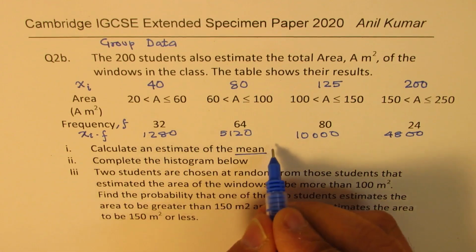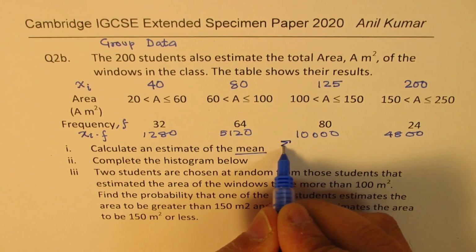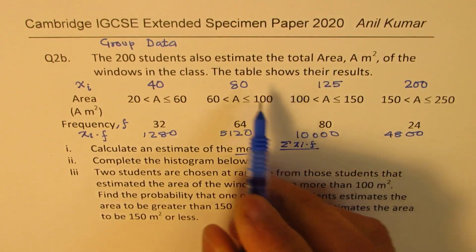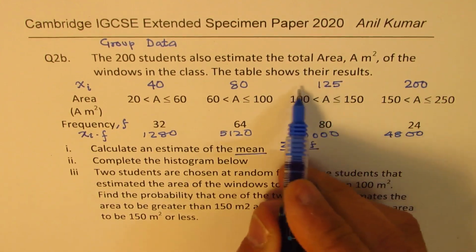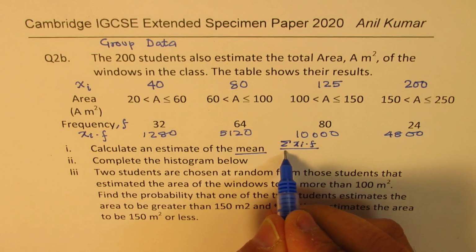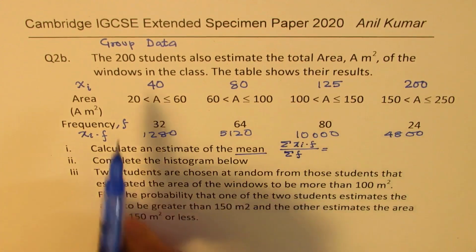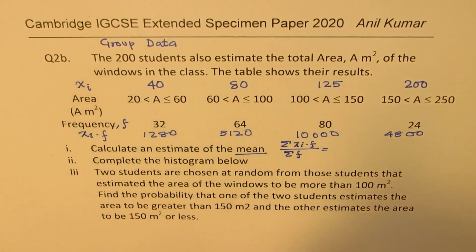So what is the mean? Mean here is the sum of all this, which is sigma f x i, divided by the total number, which is sigma of f, right? Total number of students, correct? Which is 200 for you. Perfect.